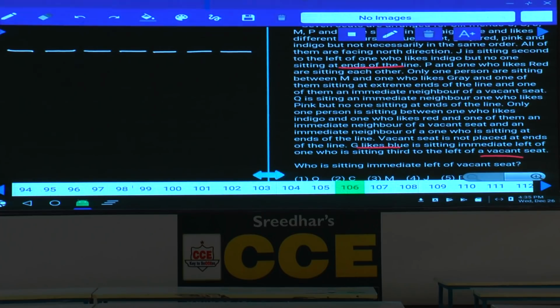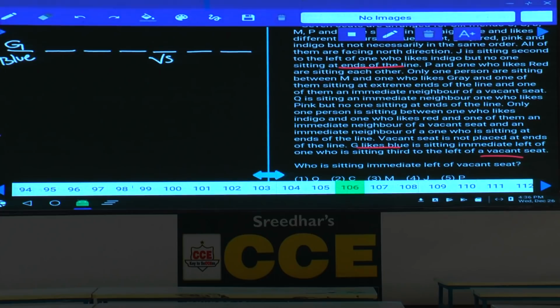Now, sir, the number of possibilities can be decreased. Yes, so how can we decrease the number of possibilities here? Now the vacant seat can be at this place. If this is a vacant seat, now this G who likes blue is seated to the immediate left of the one who is seated third to the left of the vacant seat, means this G is fourth to the left of the vacant seat. As G is fourth to the left of the vacant seat, G must be here. If G is here, then what is the color liked by this one? This person likes blue color, isn't it? Now this is one possibility.